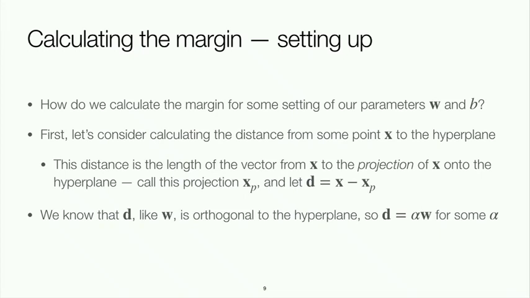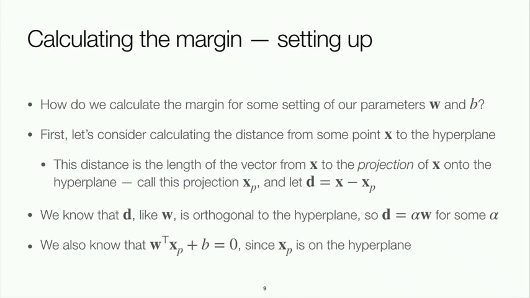We also know one more very important piece of information, which is that w transpose xp plus b equals 0, because xp is on the hyperplane. xp is the projection from x down to my separating hyperplane. Therefore, it lies on that plane defined by all the points such that w transpose x plus b equals 0. Here are a few definitions that are going to help us get to where we need to go. But we're also going to draw a couple of these things on the next slide just to try to make them a little bit more concrete.